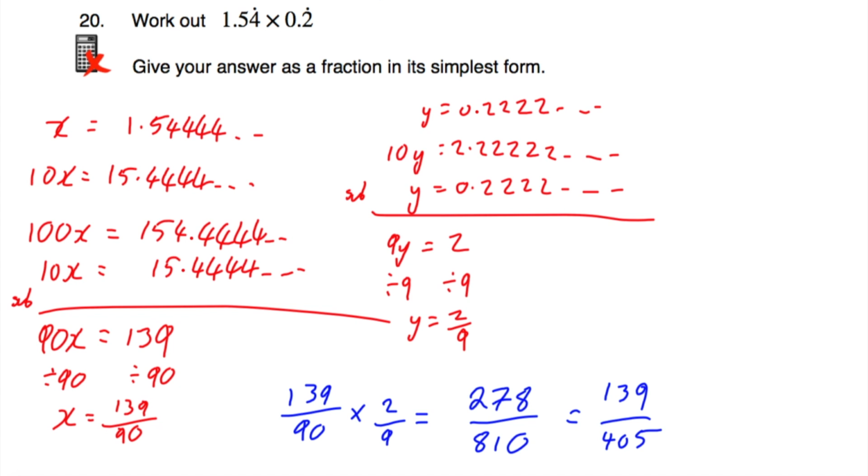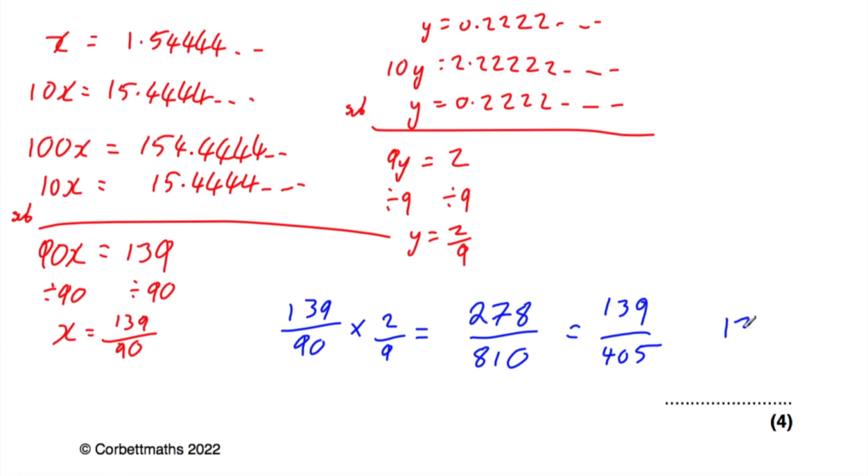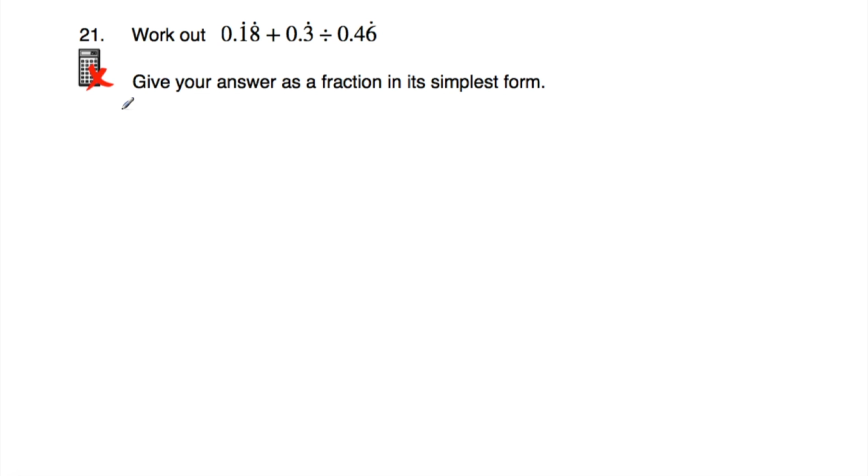And I think that's as far as we can go. So right now our fraction in the simplest form would be 139 over 405, and that's it. Okay, let's have a look at question number 21.